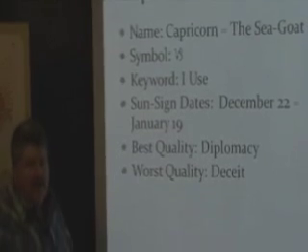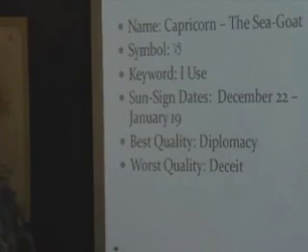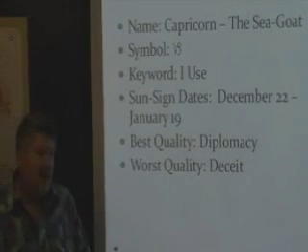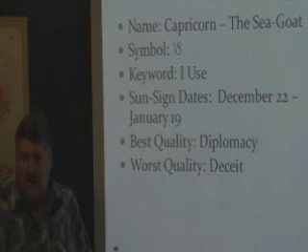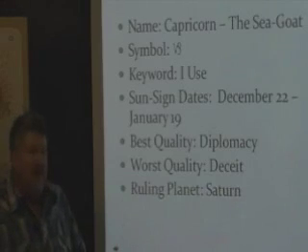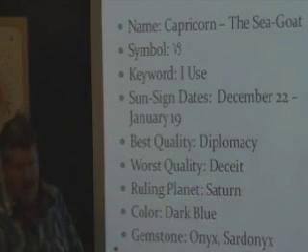I always like to say, look at Richard Nixon, the consummate Capricorn. Opened up trade with China, the most populous nation in the world, back in the 70s, and was also caught up in the Watergate scandal. Ruling planet is Saturn, color is dark blue, onyx, sardonyx.